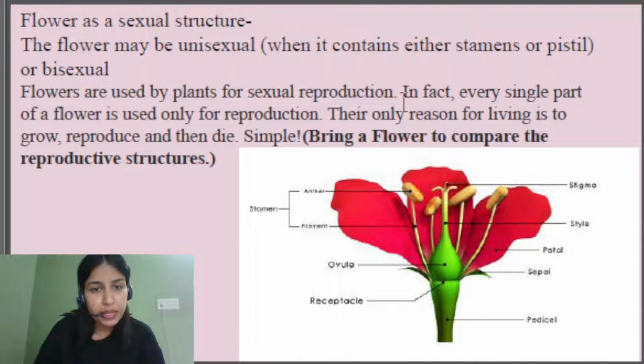So you will be bringing a flower to compare the reproductive structures. That will be very helpful to know the structure of a flower basically.